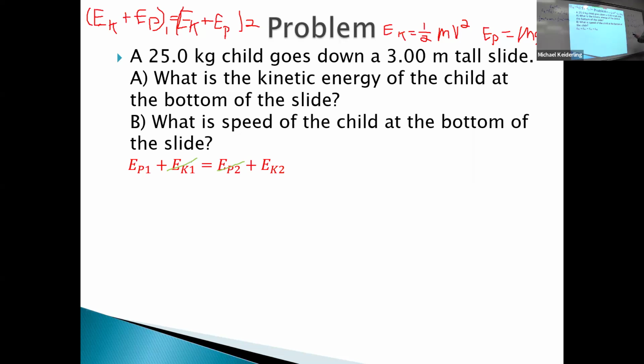So we know that kinetic energy 1 plus potential energy 1 equals kinetic energy 2 plus potential energy 2. We also know that kinetic energy 1 is 0 because we started at rest. The child starts at rest at the top of the slide. We know that potential energy 2 is also 0 because at the bottom of the slide you're at height 0, so the potential energy is 0. So those two cancel.